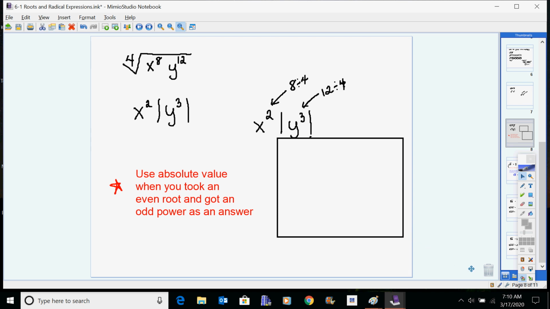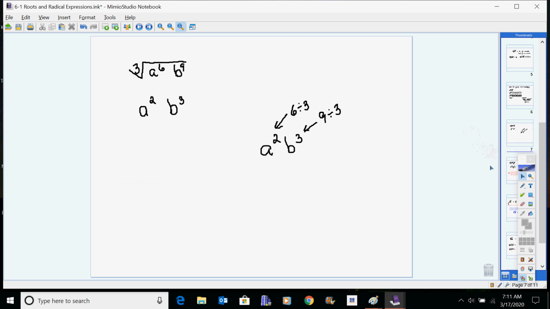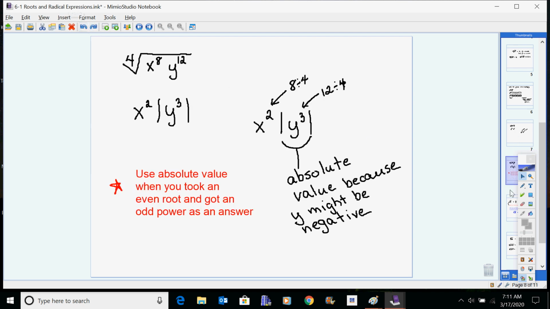Okay? When you have an even index and it ends up giving you an odd power, put the absolute value bars around it. That applies for variables only, and it only becomes an issue with what I was talking about a second ago. Sorry about that with this.